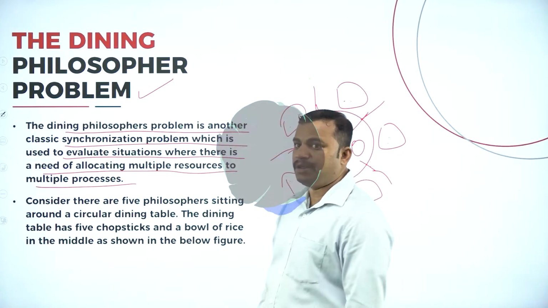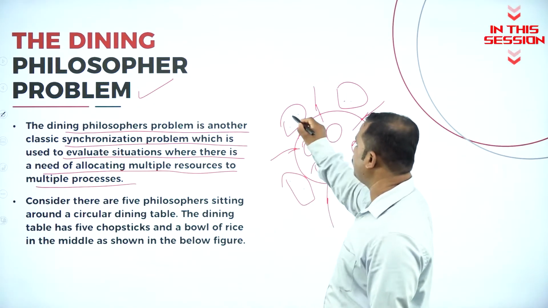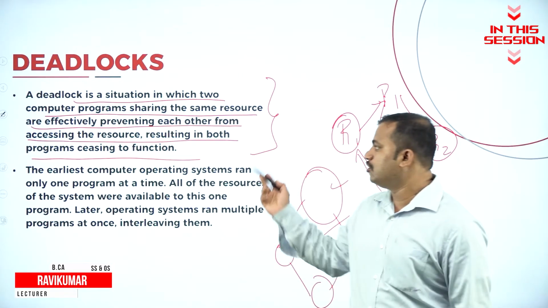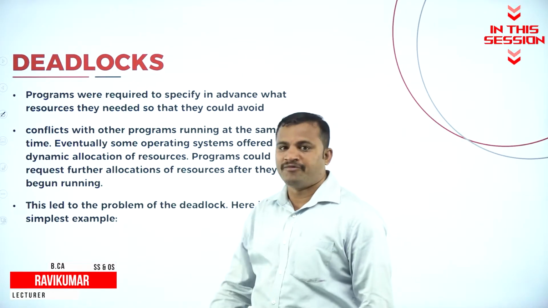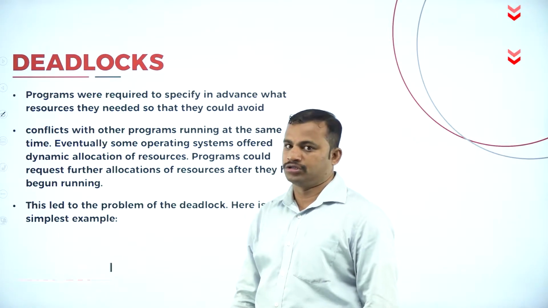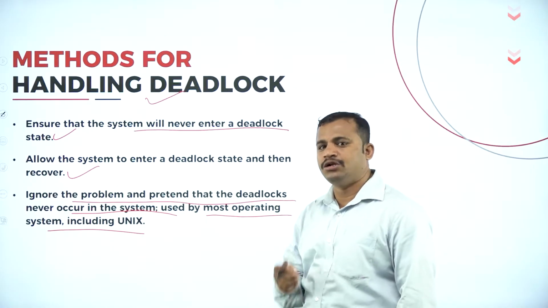If I have multiple resources allocated to multiple processes, then this may be called as process P1. In order to resolve the deadlock, we will go for many other deadlock prevention and deadlock avoidance algorithms. In Unix operating systems, the deadlock will not occur at all.